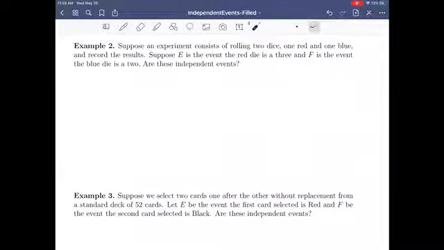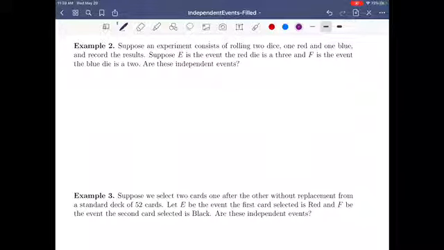So in the first one, our experiment consists of rolling 2 dice. One's red, one's blue. And then we're going to record the results. The event E is that the red die is a 3, and the event F is the blue die is a 2. Are these independent? Hopefully your intuition is telling you that they should be, because E only concerns the red die, and F only concerns the blue die. So knowing that the red die did something should not affect what the blue die does. But let's find out why.